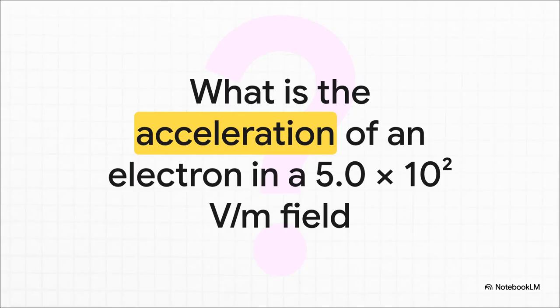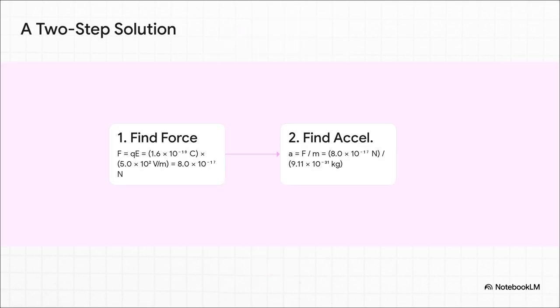Let's try another one. This one adds an extra step. This time, we want to find the acceleration of a single electron in a field. This is going to be a two-part problem. So, step 1 is just like before. Find the force with F equals QE. We use the fundamental charge of an electron for Q. That gives us a truly minuscule force.